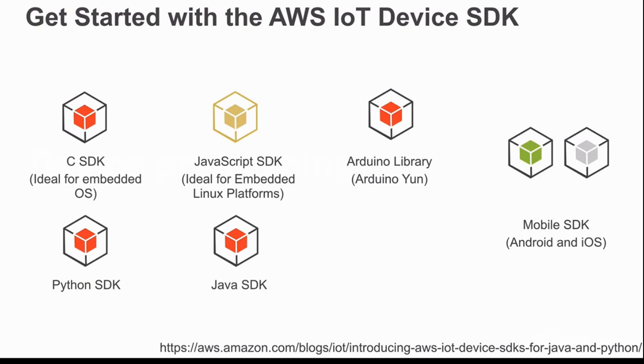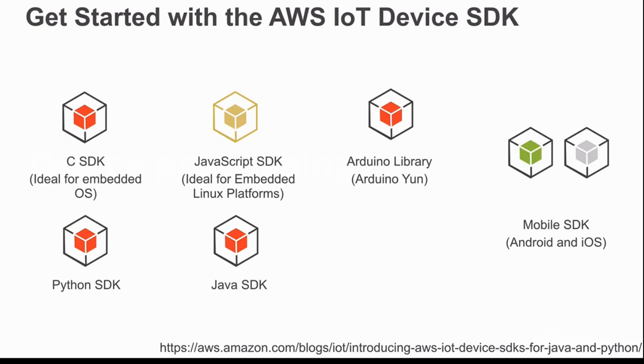The physical device SDKs cover C and C++ for embedded operating systems, JavaScript, which is good for embedded Linux platforms, an Arduino library for the Arduino Yun. The Arduino Yun is a hybrid Linux Arduino device that features a Python SDK on the Linux platform, plus an Arduino Sketch SDK, an IDE on the Arduino half of the platform. So we have a specific library for that hardware platform.